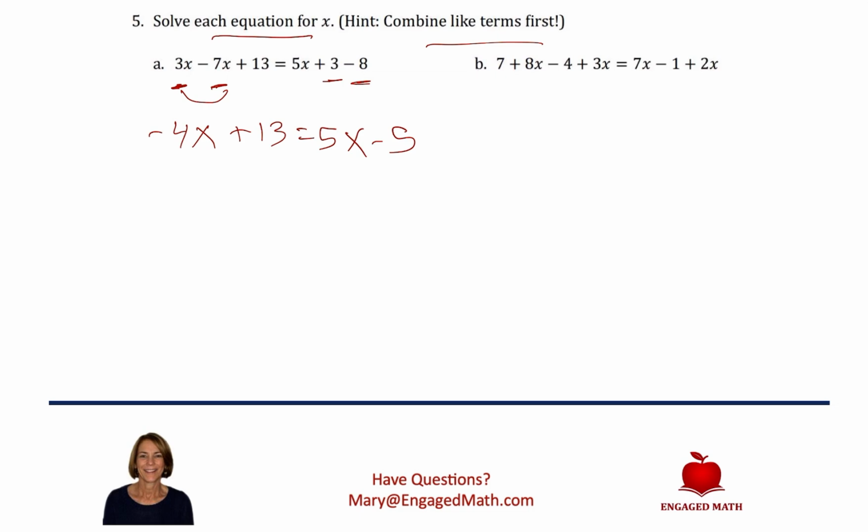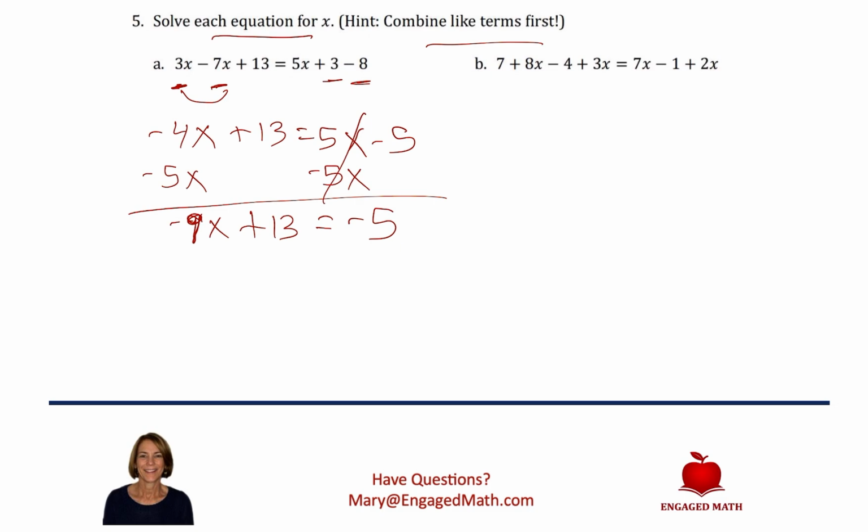Okay, now I like to get the variables on the left, so I'm going to try and get rid of the 5x that's on the right-hand side of the equal sign by subtracting 5x from both sides. When I do that, I get a negative 9x on the left. Oh, that's a 9. Negative 9x plus 13 on the left equals negative 5.